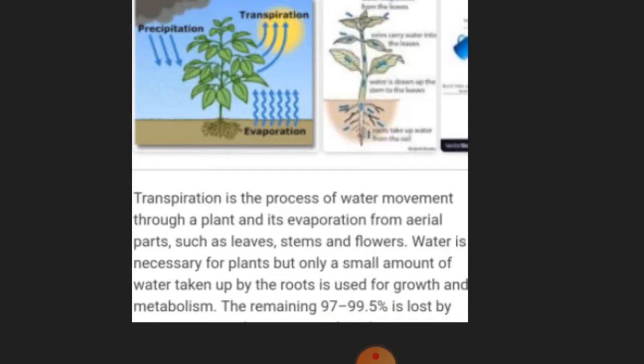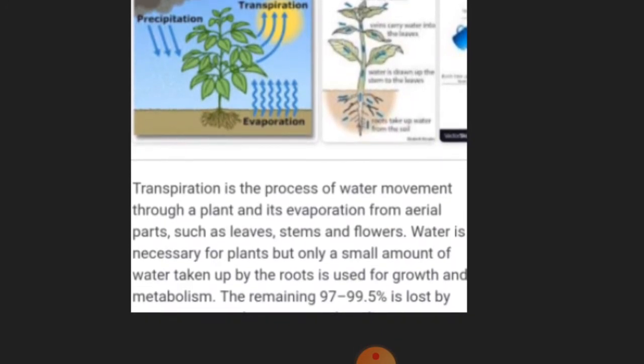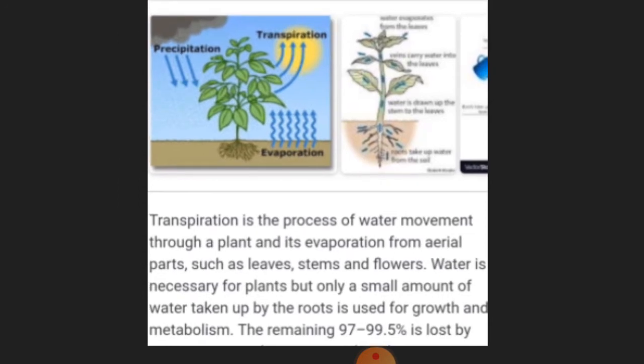So transpiration is the process of water movement through a plant and its evaporation from aerial parts such as leaves, stems, and flowers. Water is necessary for the plant, but only a small amount of water taken by the root is used for growth and metabolism. The remaining 97 to 99.5 percent is lost through the process of transpiration. So transpiration takes place through the leaves.